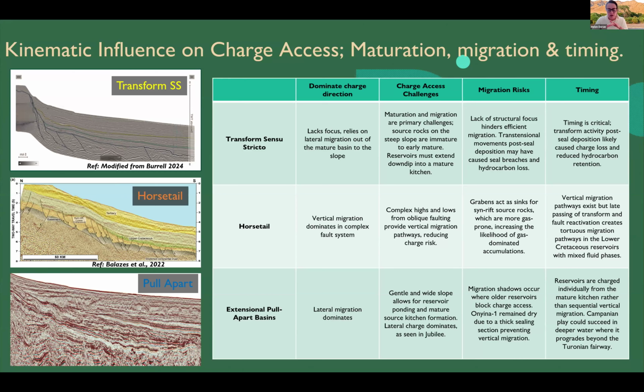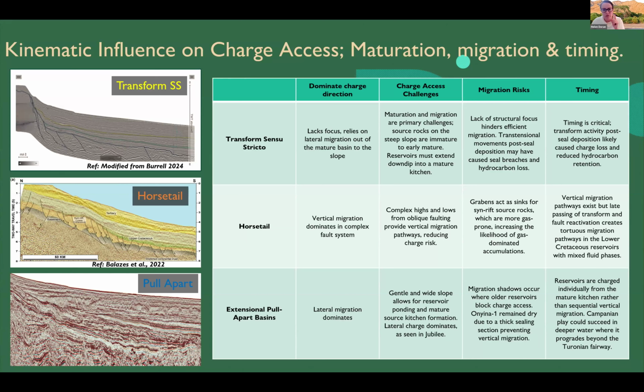Now that causes variations in the GOR within these systems, but it also tells you the importance of tapping into the mature source kitchen. Migration to younger reservoirs is actually a problem. So we don't have a Campanian play in this part of the margin, despite having beautiful Campanian reservoirs. And that's because the lateral migration dominates.